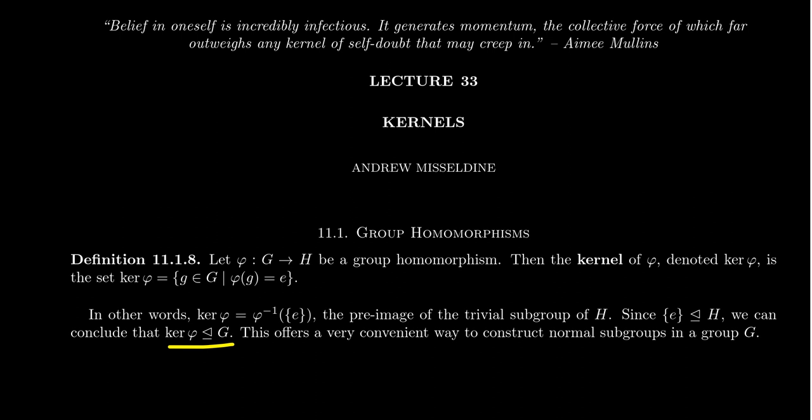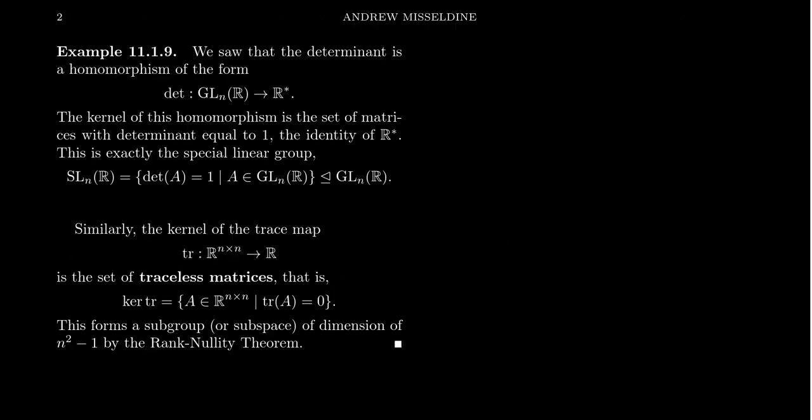I mean, you can prove this directly, just showing the fact that kernels are closed under conjugation and things like that. I actually think it's a great exercise for the viewer to try to do that on their own. But the machinery we have already shows us that the kernel of any group homomorphism will be a normal subgroup of the domain. And this is actually a very convenient way of creating normal subgroups for a group. And we'll actually see a little bit later in this video that essentially normal subgroups and kernels are one and the same thing. But let's look at some examples first.